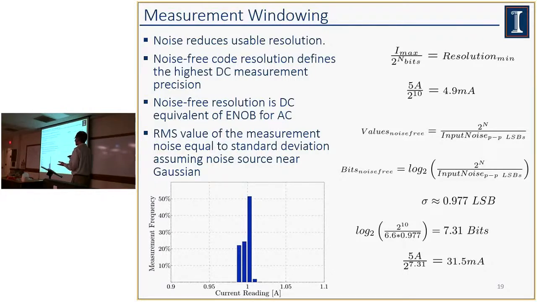So theoretically, if we don't window, if we measure the whole current signal with one setting of the ADC, we could achieve 4.9 milliamps of measurement resolution for a 5 amp range. But in reality, this resolution is decreased significantly by the distribution of noise that we have at the input of the ADC. And if you work through this, based on this sample data, you could say that roughly we're going to have about 31 milliamps of resolution using a full range setup.